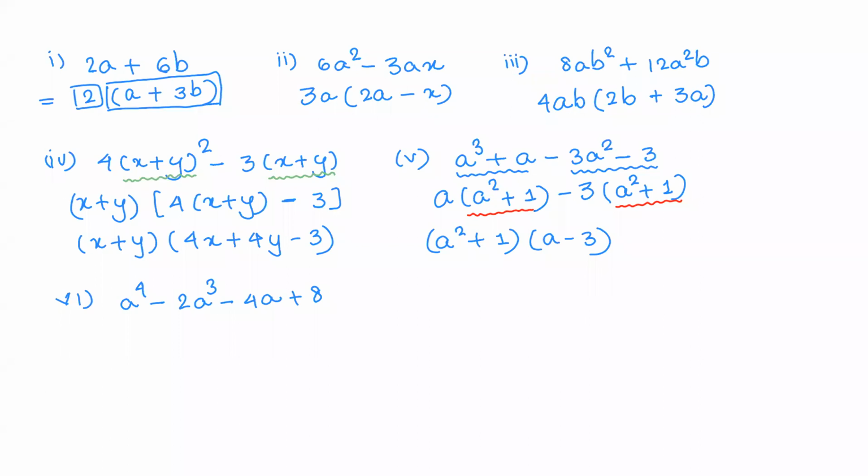All right, that's great. Once again, we're going to make pairs. This is going to be the first pair, and this is going to be the second pair. From the first pair, what can we take out common? We have a raised to 4 and we have a cube. Whatever is smaller has to be taken out common. So we take out a cube common. तो a cube जब हम common निकालेंगे, तो from a raised to 4, a cube has gone outside, 1a still remains inside, minus 2a cube में से पूरा a cube बाहर गया तो 2 रह जाएगा अंदर.